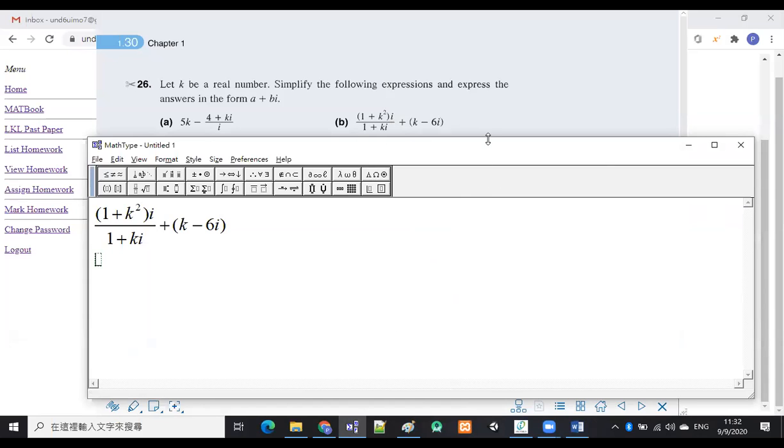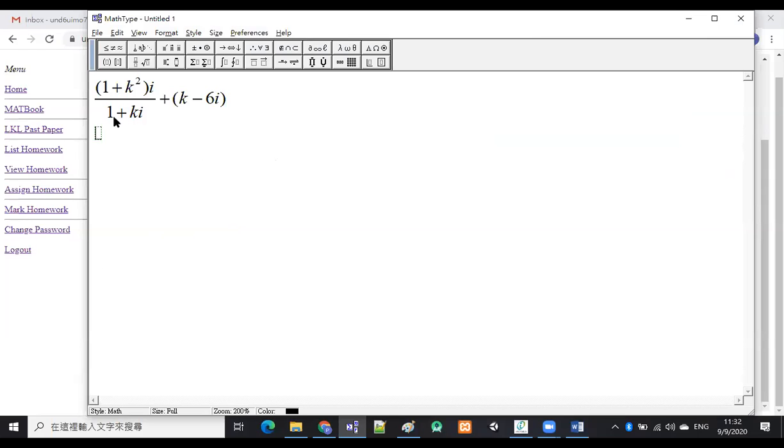Okay, so we need to simplify this expression and express the answer in the form of a plus bi. What is not allowed here is that there is a 1 plus ki in the denominator. There's a fraction with an i term in the denominator, which should be simplified. The method of simplifying this is multiplying by its conjugate. It is in the form of a plus bi, so we are going to multiply by a minus bi over a minus bi. Okay, there is 1 minus ki.